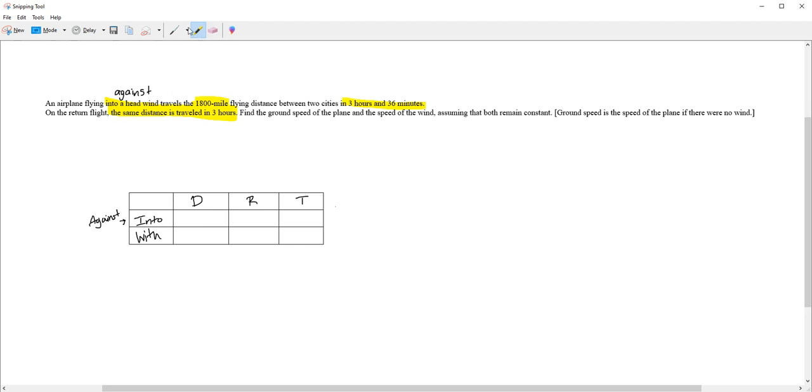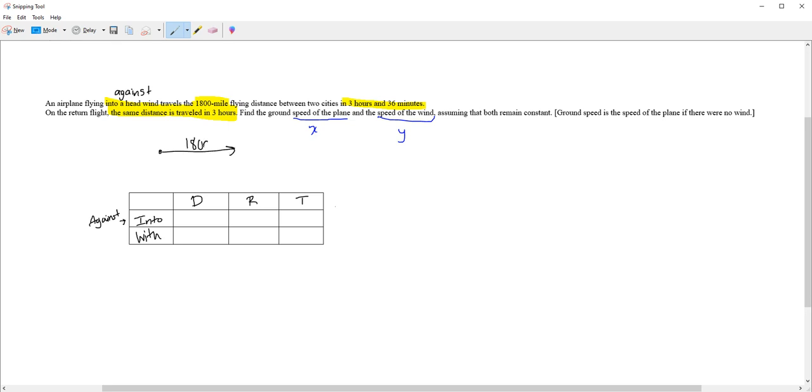Find the ground speed of the plane and the speed of the wind, assuming they both remain constant, where the ground speed is the speed of the plane when there is no wind. Two things here: we're trying to find the speed of the plane, that's going to be our x, and the speed of the wind, that's going to be our y. So we're defining our variables: x is the speed of the plane, y is the speed of the wind. This is a distance, rate, and time problem. This is essentially round trip travel.